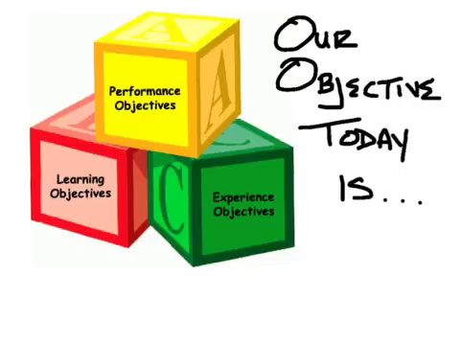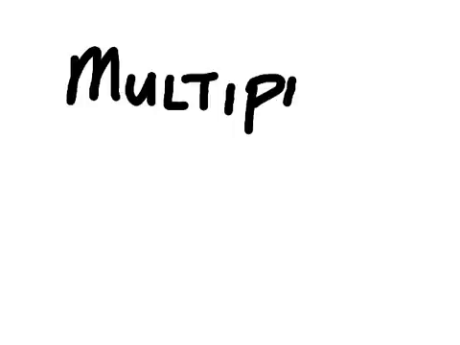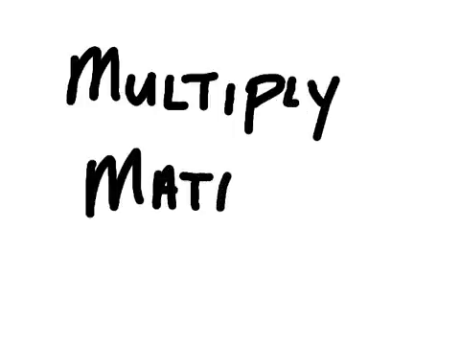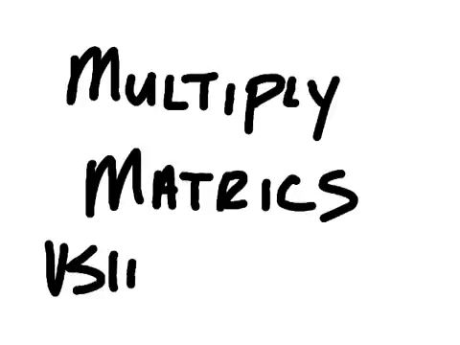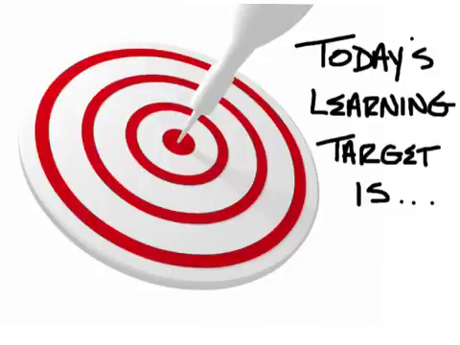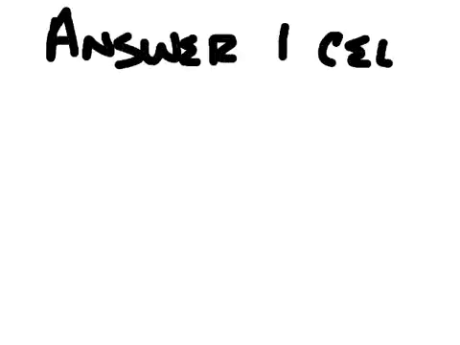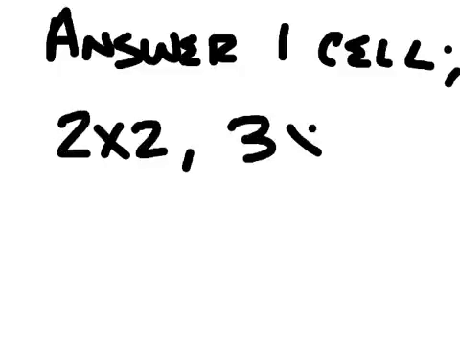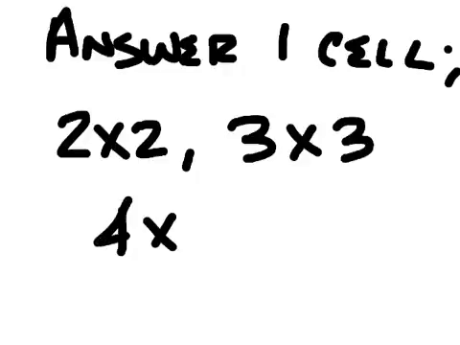The objective for today will be to multiply matrices using the TI-83. And the specific learning target today is to answer just one cell on the practice problems and the bonus, as well as 2x2s, 3x3s, and 4x4s for the matrices.